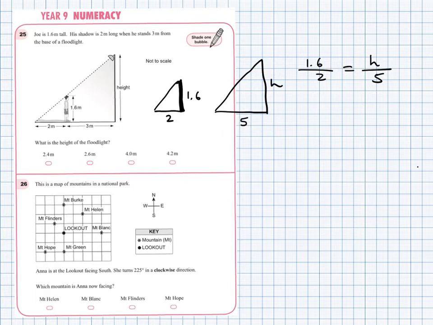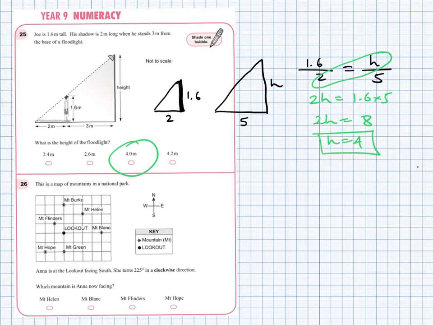Now the next step is I would do cross multiplication. So it's 2h is equal to 1.6 times 5. 2h is equal to 8. So from here, h is equal to 4. So the height is 4. Please remember you have to shade one bubble like this, not circle it like me.